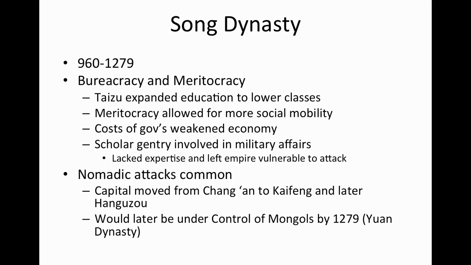They do move the capital from Chang'an to Kaifeng and then later to Hangzhou. So you're going to see Hangzhou become the key urban area. They would later be under Mongol control. So from the Song Dynasty, we go to the Mongol occupation. That dynasty would be known as the Yuan Dynasty, the Mongol Dynasty.